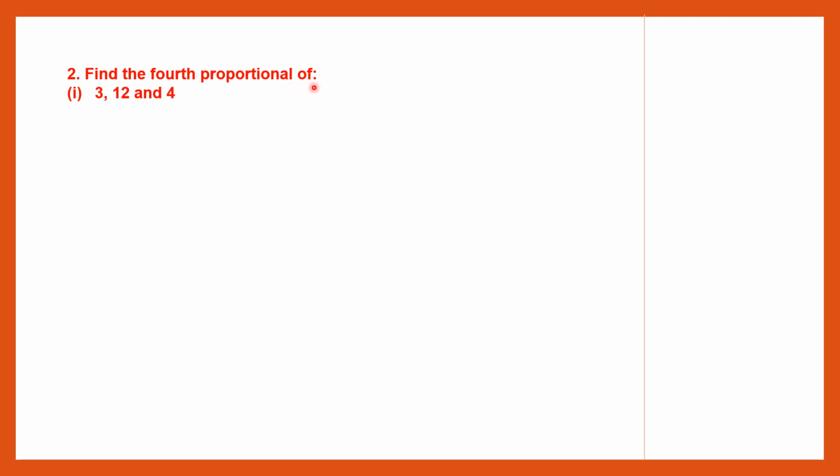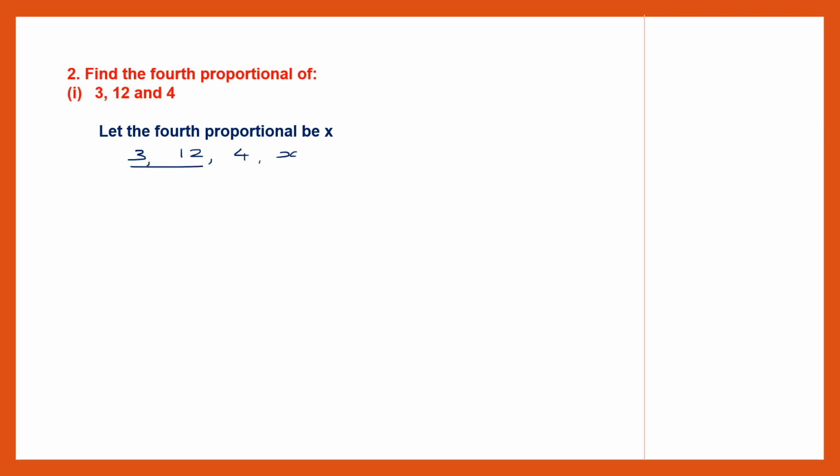Question 4. Find the fourth proportional of 3, 12 and 4. What is the fourth proportional? The fourth term of a proportion. Here we have only 3 terms. We have to find the fourth term, which is called the fourth proportional. So let the fourth proportional be x. So in that case, let's get all 3 terms: 3, 12, then we have 4 and we have x. So these are the 4 terms.